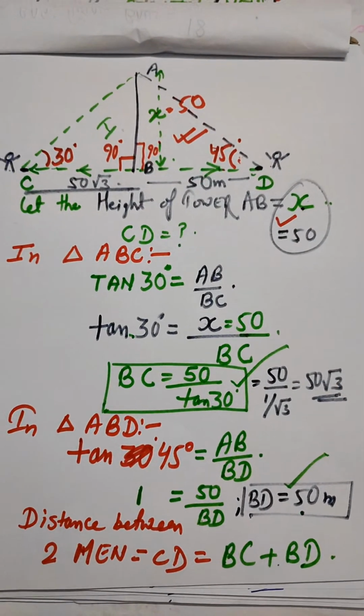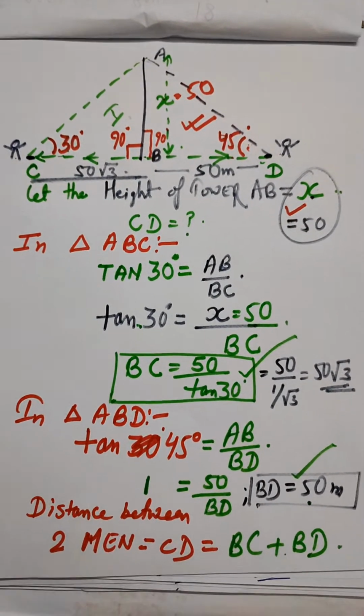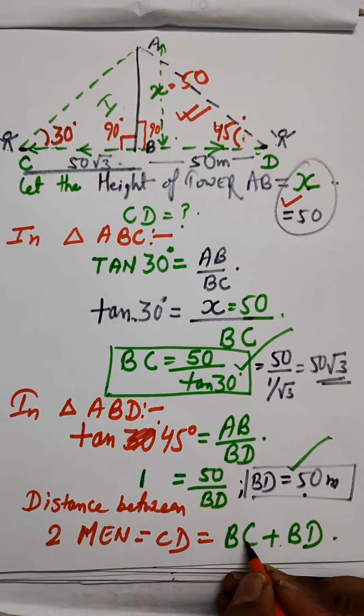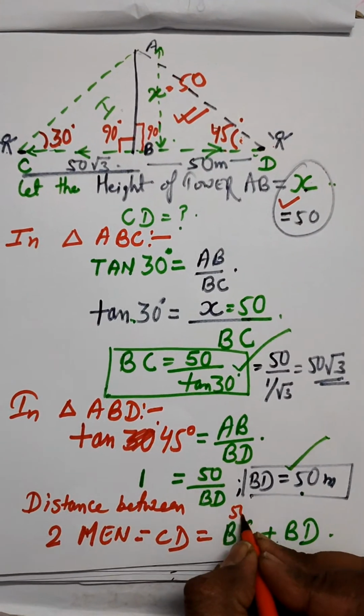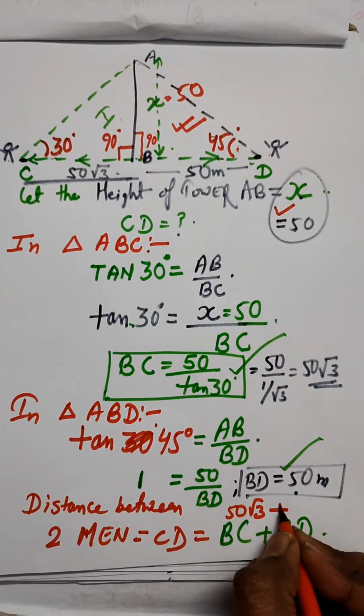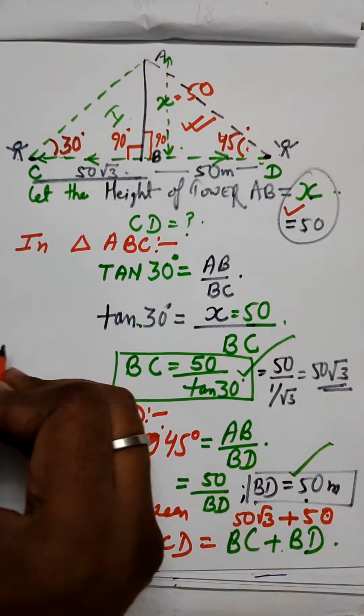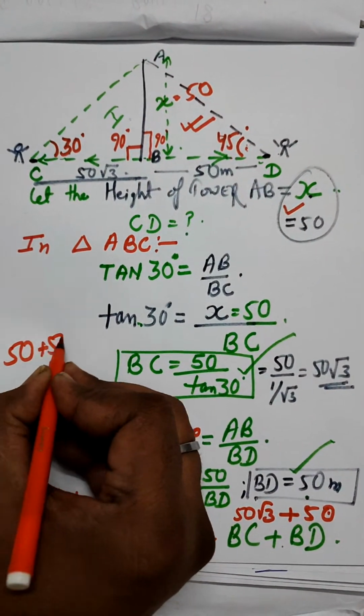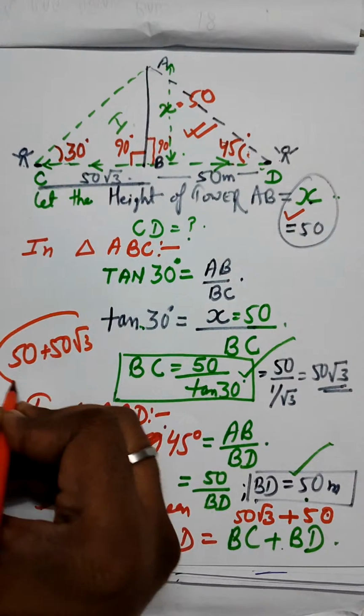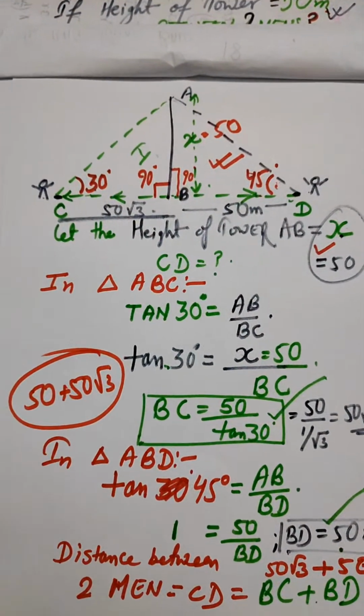So we are now able to find the distance between CD. Just put the value of BC as 50 root 3 over here, plus BD. BD is 50. So 50 plus 50 root 3. This is the distance between the two men, right?